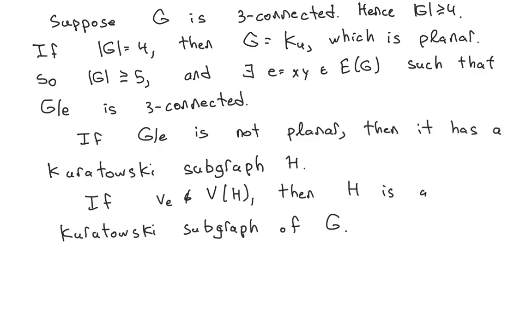So now we have 2 cases to consider, either the case where the contracted graph is not planar or the case where it is planar. So first, suppose it's not planar. By induction, it must have a Kuratowski subgraph H. The goal is to somehow create a Kuratowski subgraph in G using H. And there are obvious cases to deal with first. If our contracted vertex is not in this Kuratowski subgraph at all, then it is already a Kuratowski subgraph of G, because every vertex and edge in H is already in G.